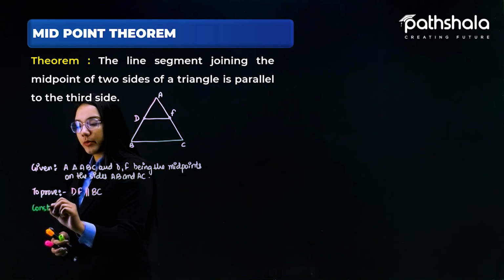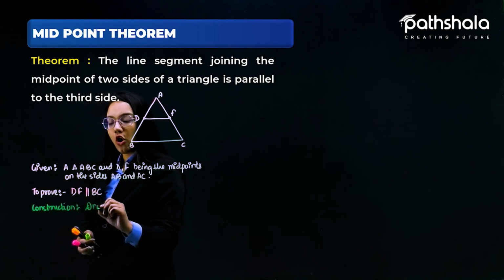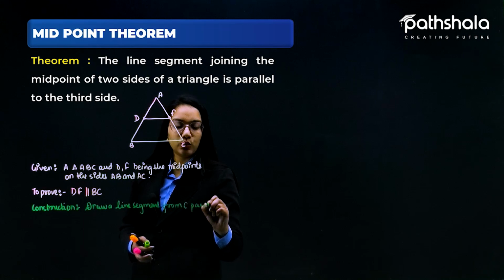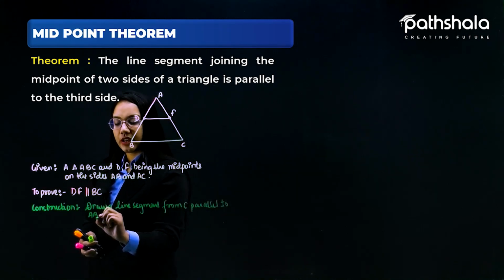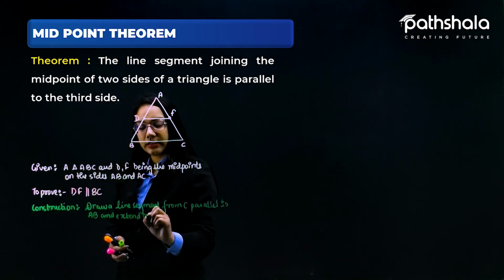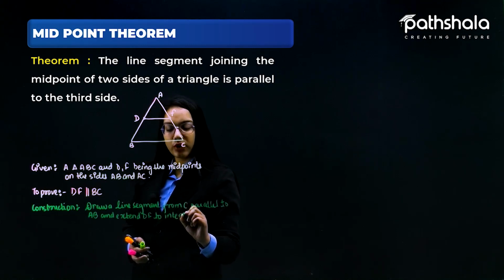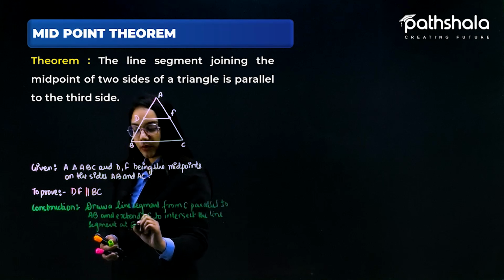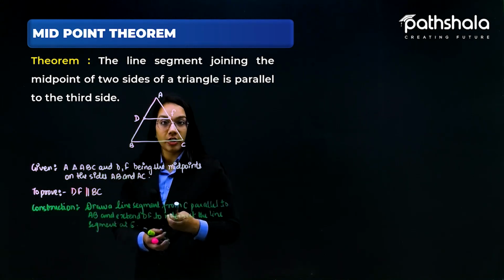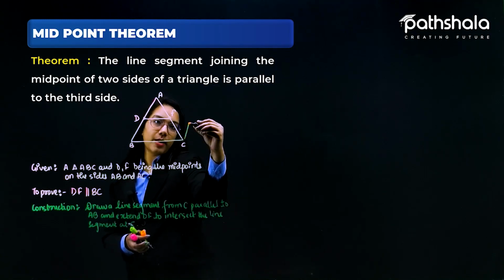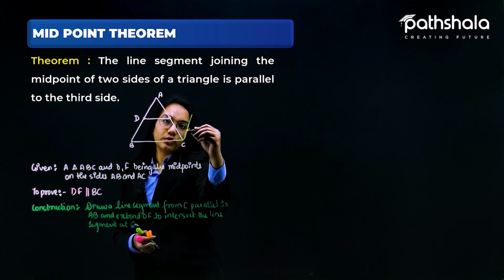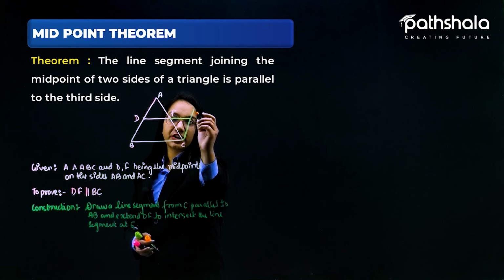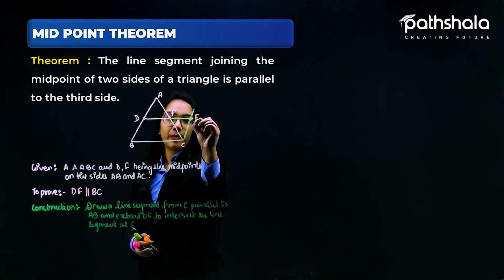Before that, let me take a particular construction. What is the construction? Draw a line segment from C parallel to AB, and extend DF to intersect the line segment at E. So we are doing a little bit of construction in which we draw a line segment parallel to AB, and extend DF in such a manner that it intersects this line segment at the point, let's call it E.